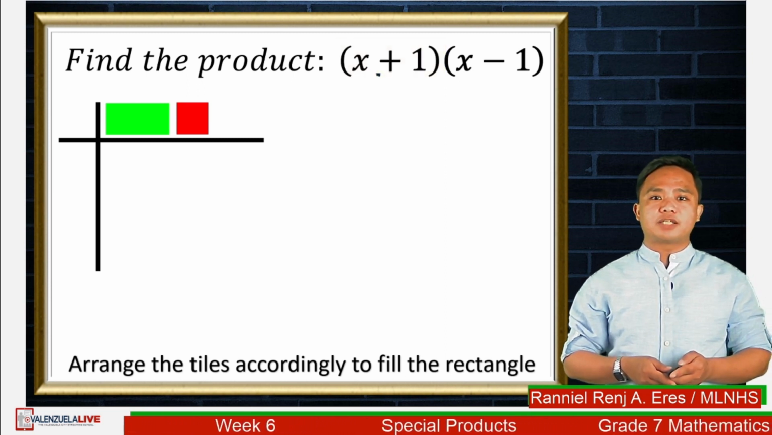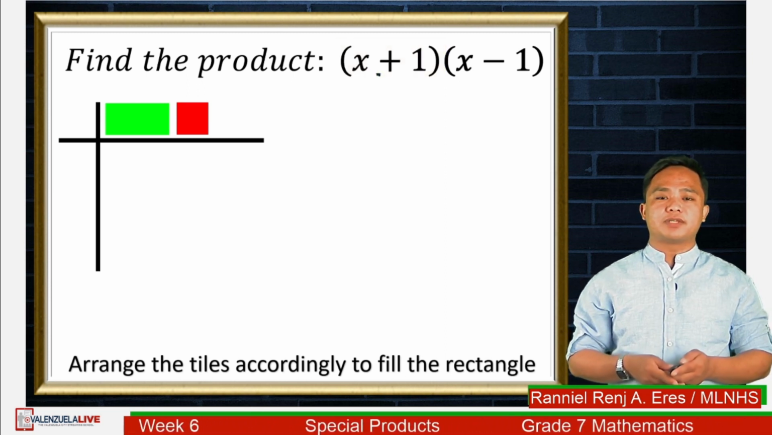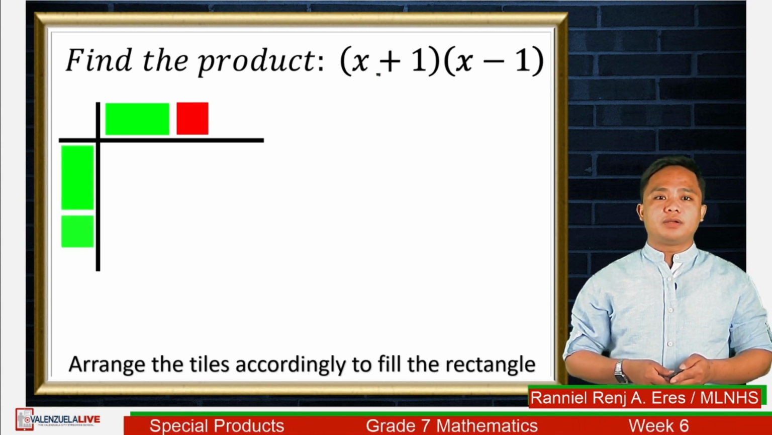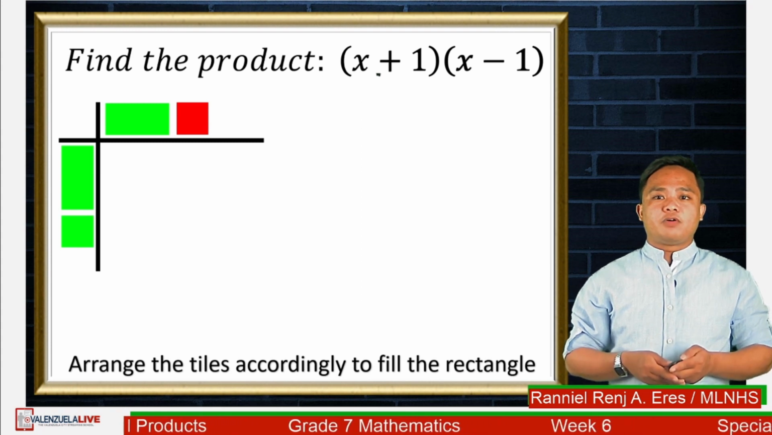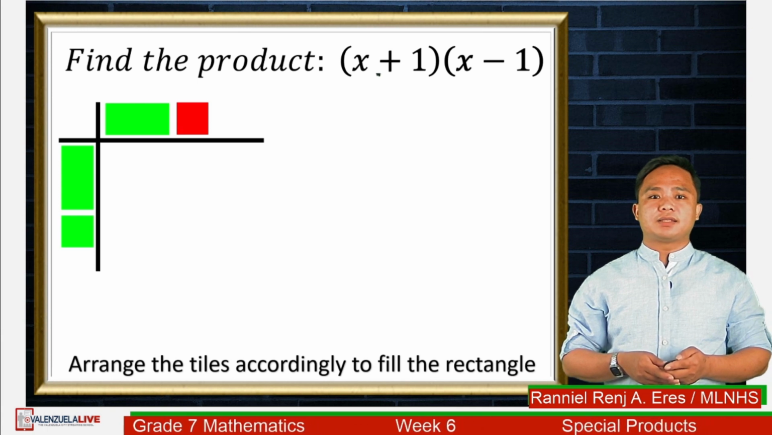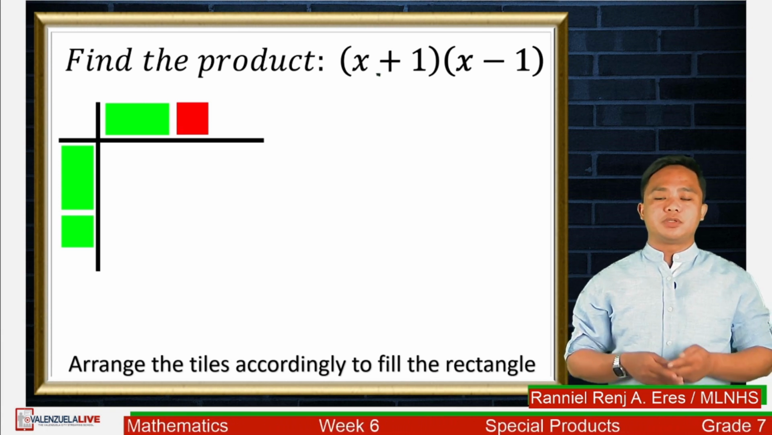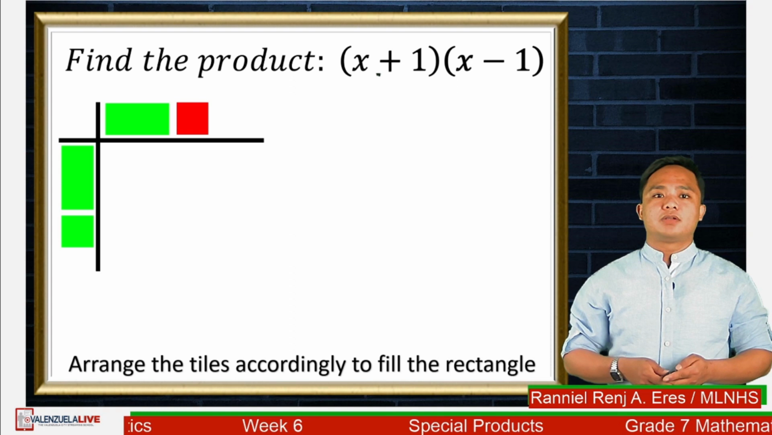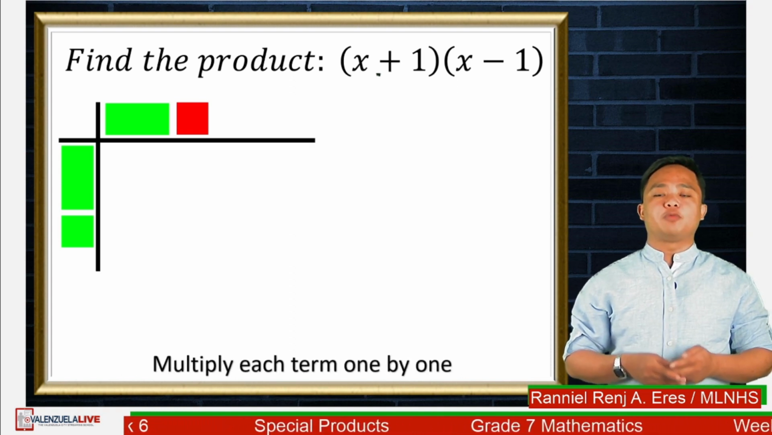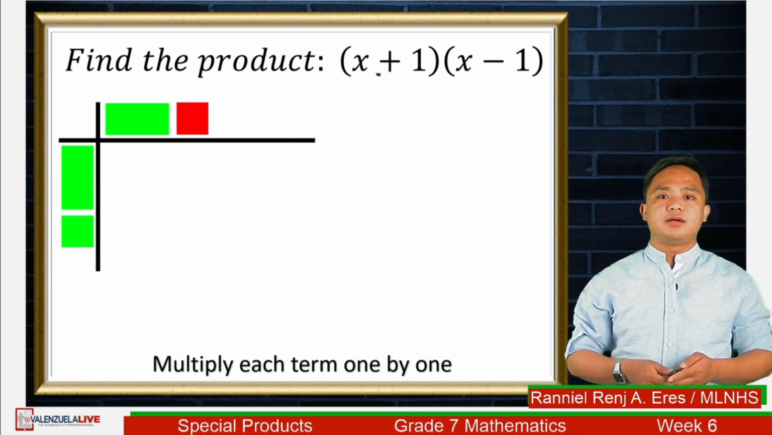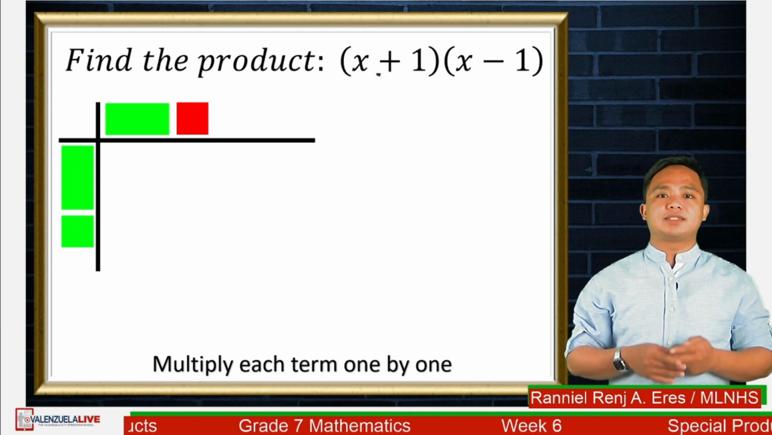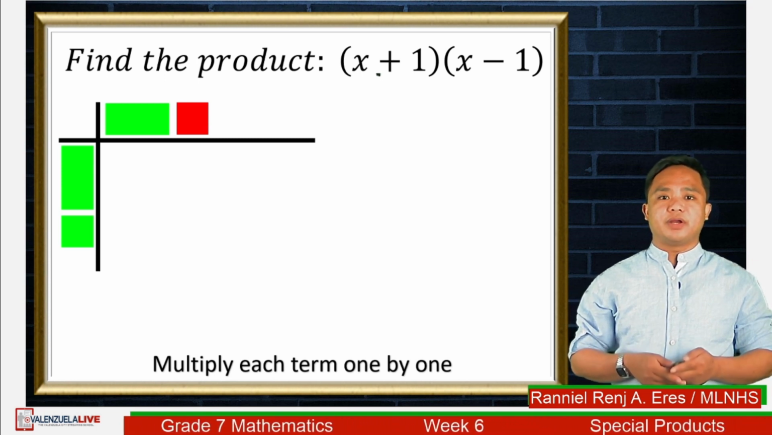While we will put x plus 1 at the left side, and it will be represented by one green rectangle tile for x and one green small square for 1. Take note, our unit tile this time has two colors, which are red and green. Let's multiply each term one by one. Again, if we are multiplying the same colored tile, the answer is always green. But if we are multiplying tiles that are not the same color, the answer is red.